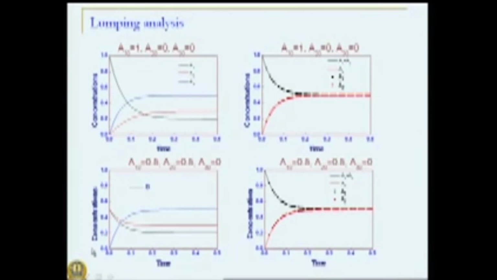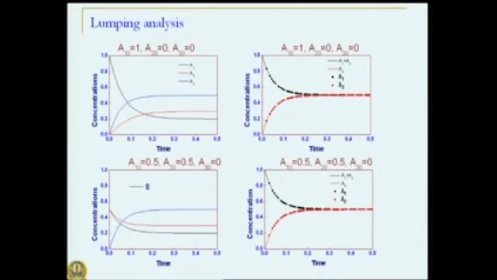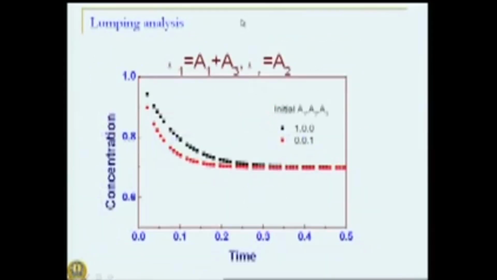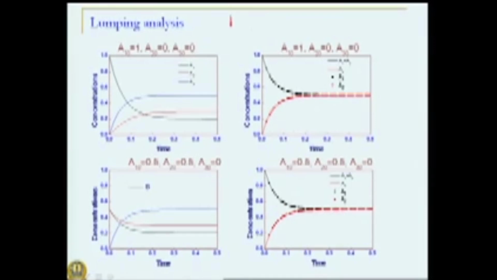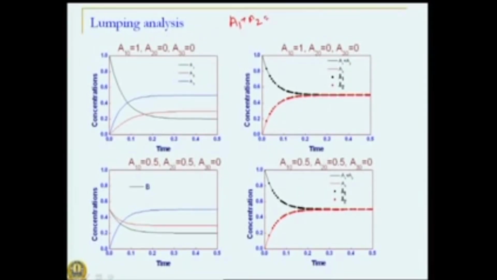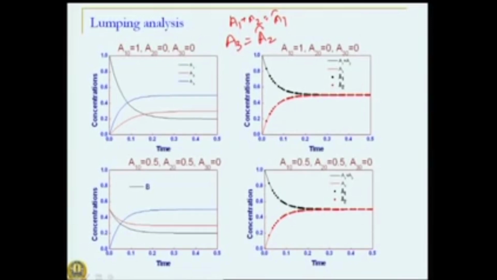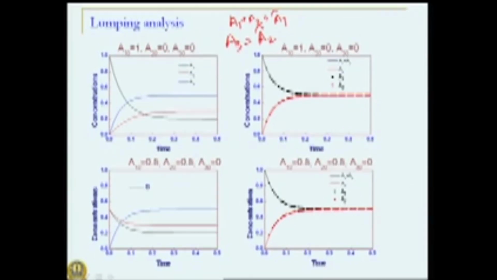Okay. It is the same example that is provided. What I am doing is writing A1 plus A2 as A1 hat and A3 as A2 hat, and let us say that my lumping is exact. So, what does it mean?